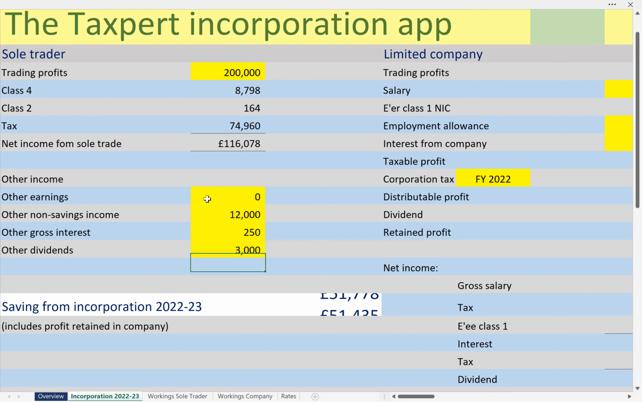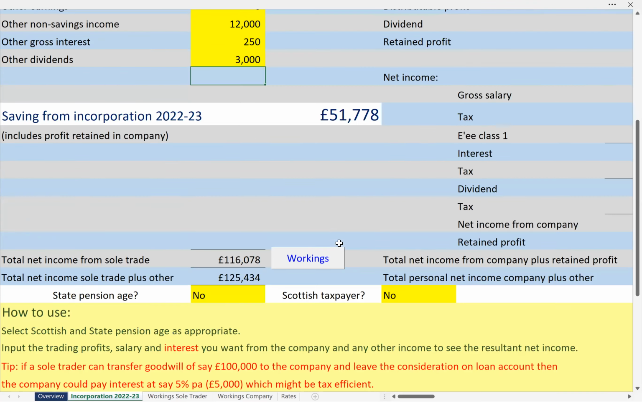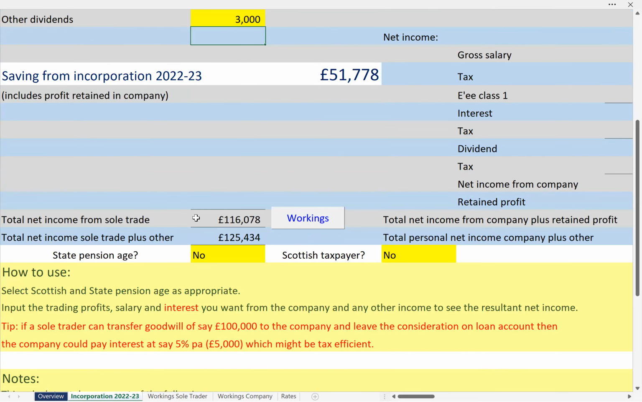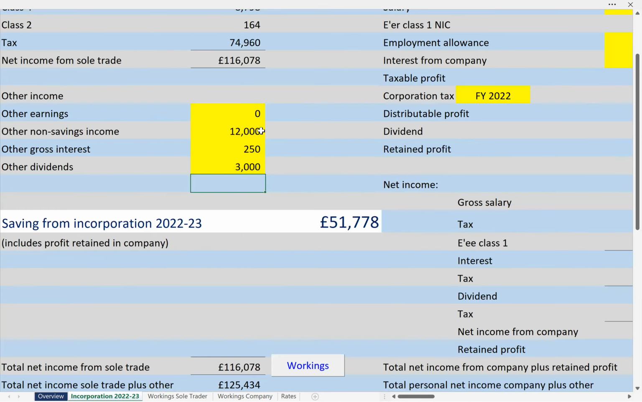And you can see as I put in those figures that at the moment it's showing savings from incorporation, but we haven't yet put in the relevant figures for the limited company. But if I just scroll down, you can see that the net income from the sole trade plus the other income for this taxpayer would be 125,000, and you'll see in the workings how we get to that figure.